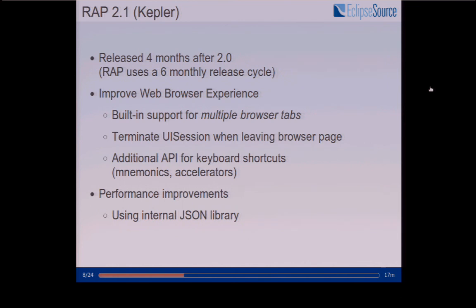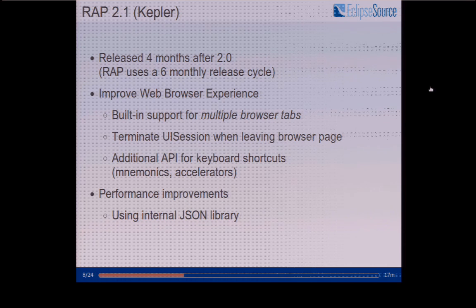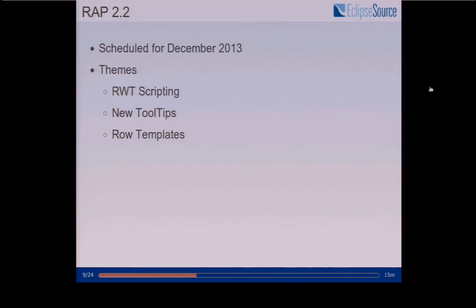And if you have many browser tabs open, you need to think about the cleanup. And this is done if you terminate a UI session. You can get a notification and you can clean up your memory then. Additionally, we implemented an API for keyboard shortcuts for mnemonics and accelerators, and we did some performance improvements in form of creating our own JSON parser and integrated this into RAP. Okay, thank you.